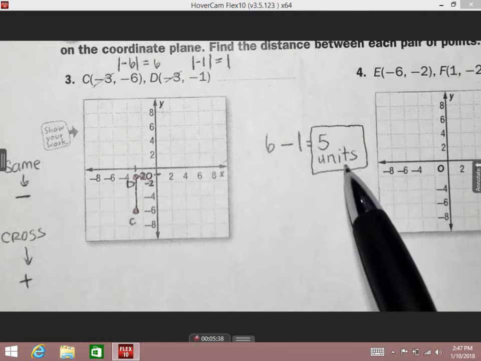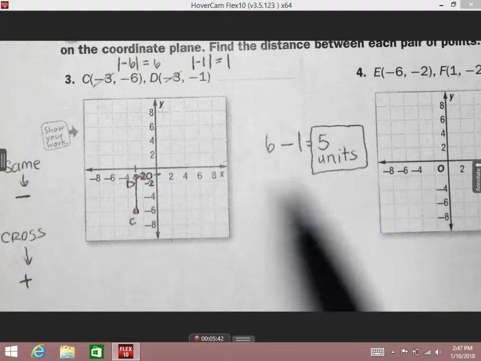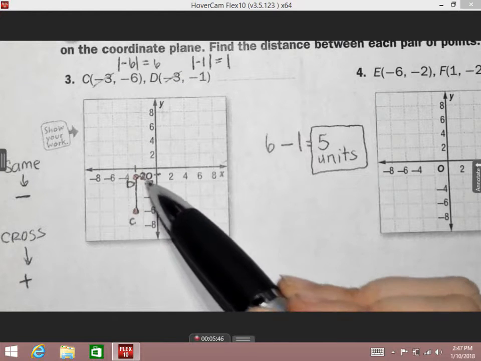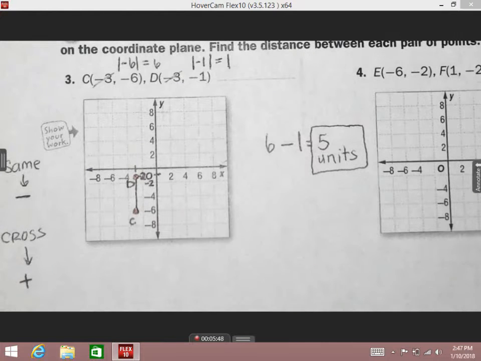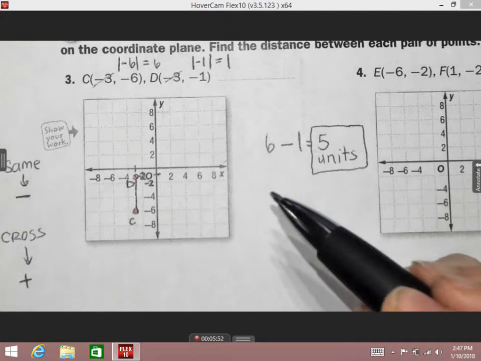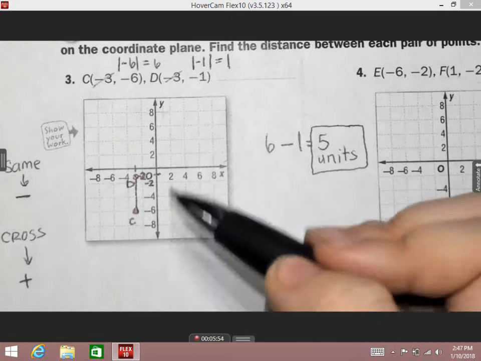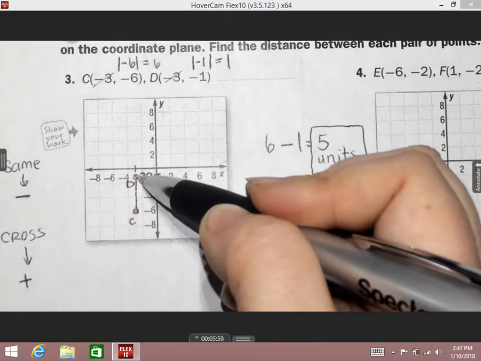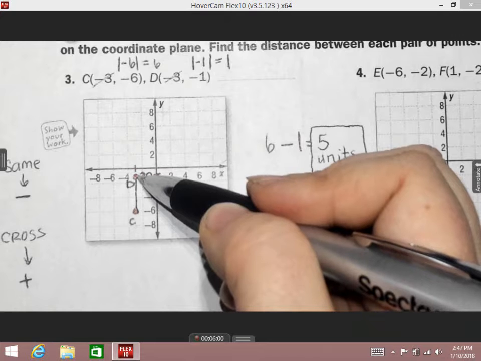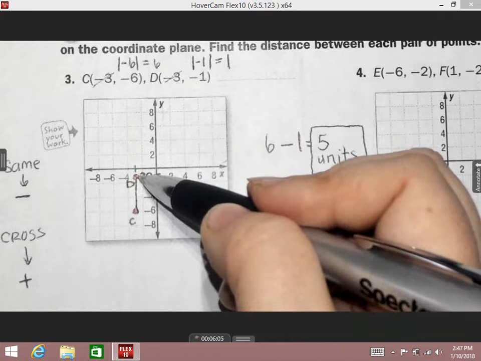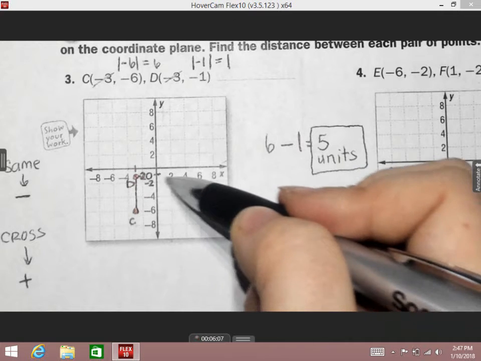All right? How can I check that? Ben? Where your first dot is, where negative 3 and 1 is, you count down to negative 3 and 6 and see how many spaces it's away. And it's 5. So I like what Ben said. He said we can count it out. And I like how he said we're going to start at the top one. You can start at the top or the bottom. It doesn't matter.